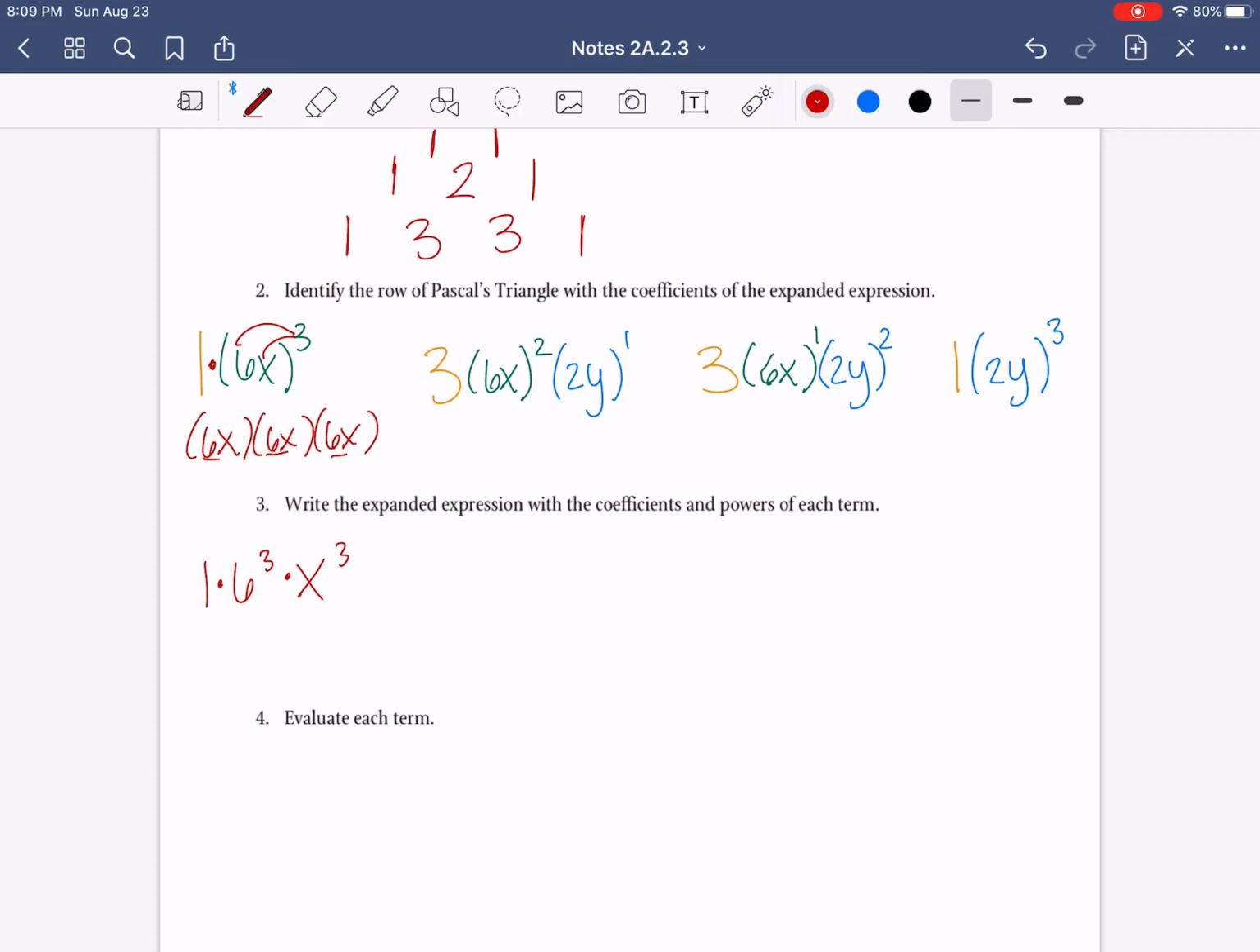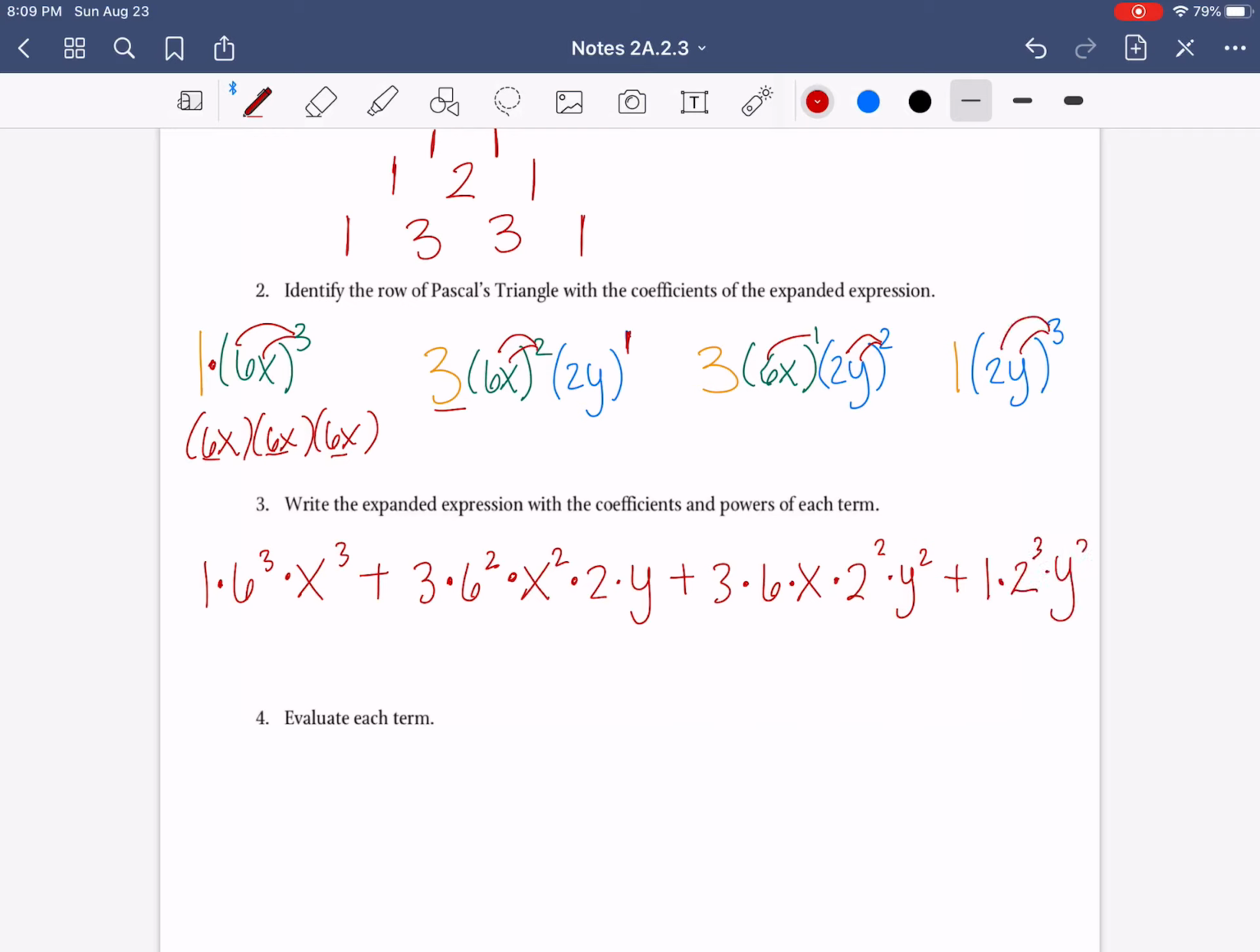They both get it. And then plus the next one has a 3, so it's 3 times. You'd have to distribute the 2, so it's 6 squared times x squared. The 1 doesn't really get distributed, I mean, times 2 times y. And then plus, our next one we have is 3 times. The 1 doesn't really have to get distributed, so it's 6 times x. The 2 does get distributed on both, so it's times 2 squared times y squared. And then the last one is plus 1 times. The 3 gets distributed onto both, 2 cubed times y cubed.